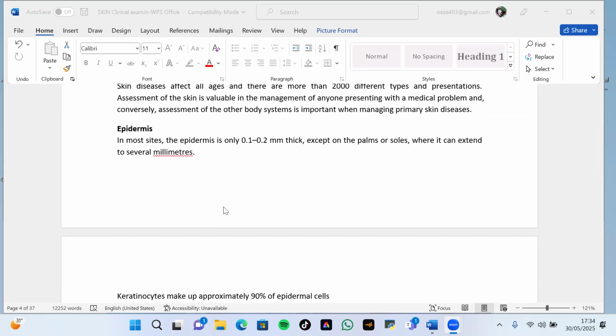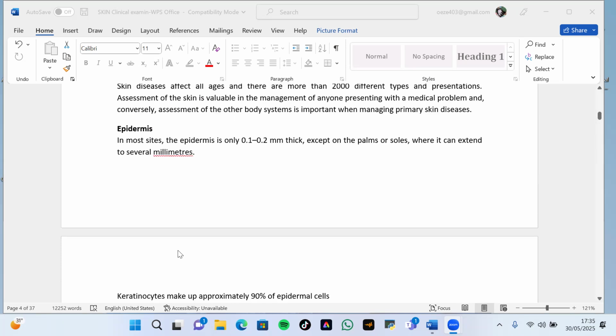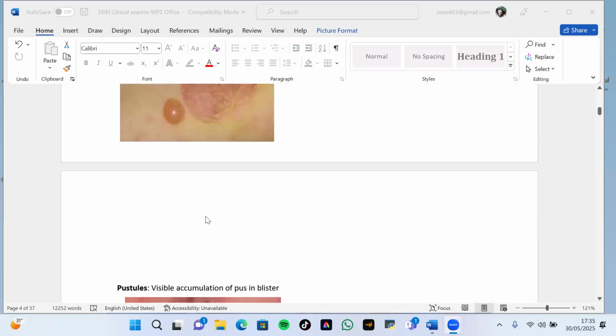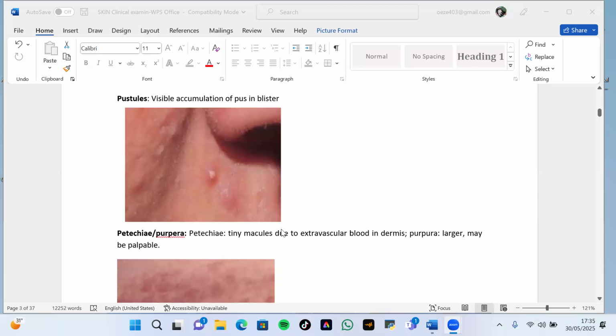Epidermis is about 0.1 to 0.2 millimeter thick, except on the palms and soles of the hand and the leg, respectively, where it can extend to millimeters. So it's more than that, 0.1 to 0.2 in the soles and palm. That is why our palm and soles are thick. Look at this picture. All of this body part that's been affected by this condition is known as epidermis.